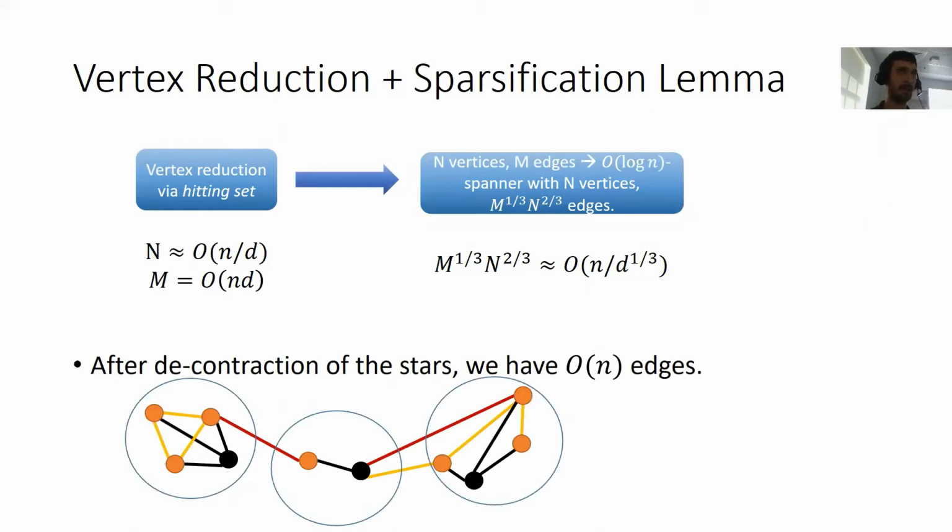And moreover, if we now take our contracted graph and decontract it, so for every star we decontract the graph, we make it a star again, and take the edges of the star into the spanner, we get an order of n edges, and we will get an order of log n approximation in total on the graph.